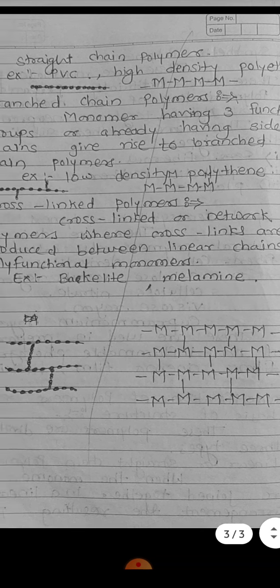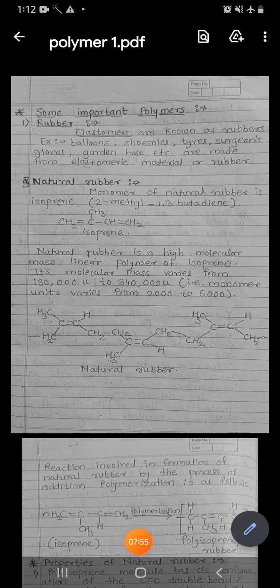But to study the further part, it is very important to understand the types of polymers. So I have just mentioned the classification of polymers. Now further we will study some important polymers which are useful in our day-to-day life. Now let us study some important polymers and their structure. The first is rubber, which is widely used.